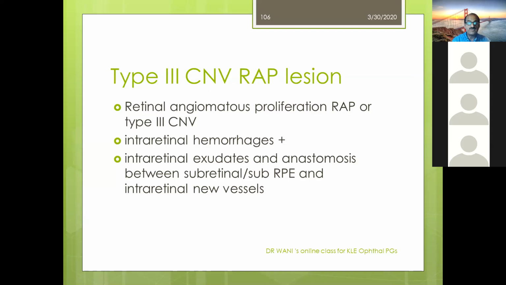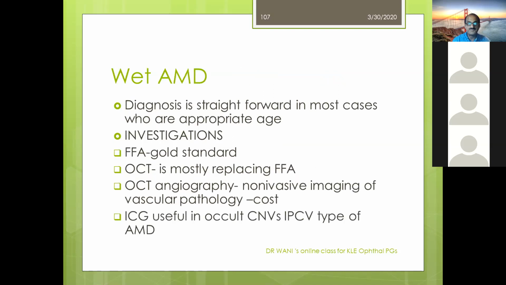Okay. Now there is type 3 CNV. We saw the sub-RPE lesion, that is type 1, that is occult. Then the sub-sensory retinal choroidal neovascular membrane, so that is type 2. That's called a classic lesion on fluorescein angiogram. There is one more called type 3. This is called retinal angiomatous proliferation or RAP lesion, and this is characterized by intraretinal hemorrhages, then exudates. Actually, the new vessels start in the retina and they start growing towards the subretinal space, then towards the sub-RPE space. We'll discuss it a little more later.